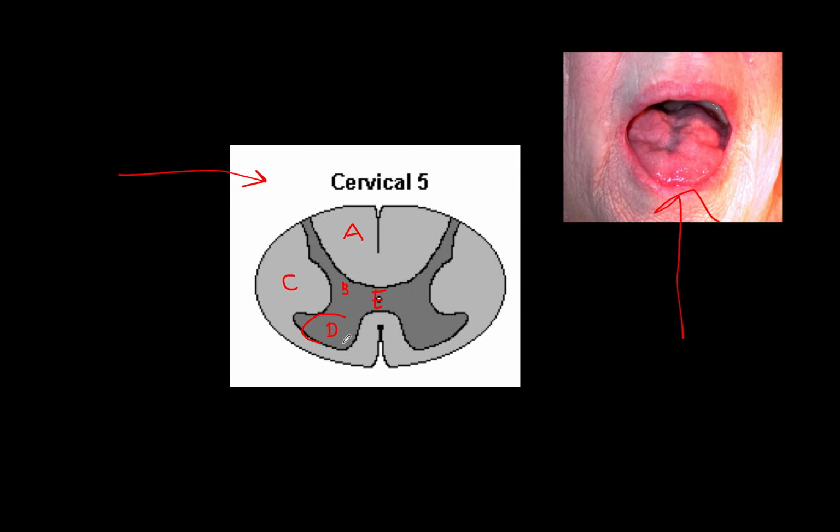D, excellent. Good. So that would be our lower motor nerves, right? Because that's where those cell bodies are. But we have upper motor neuron and lower motor neuron deficits. So, in what area would we see damage to those upper motor neurons, to those axons coming down from the motor cortex?